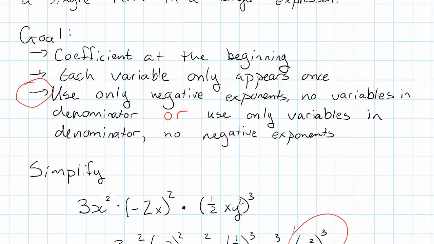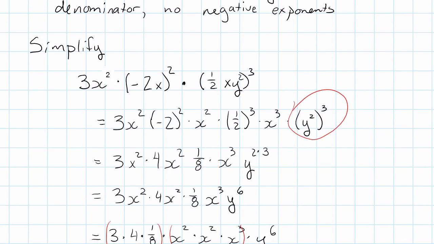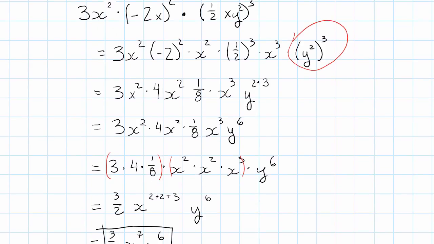Again, we have the coefficient by itself at the beginning, and each variable only appearing once. And we used all of our exponent rules, except so far the ones having to do with quotients, in order to get us here.